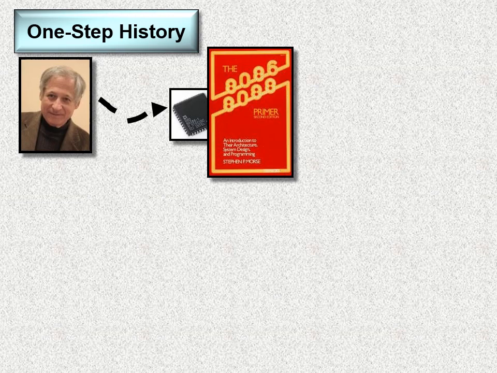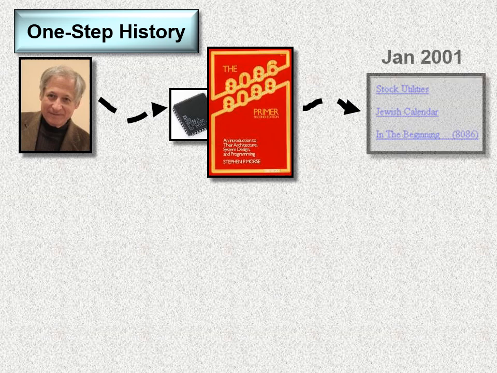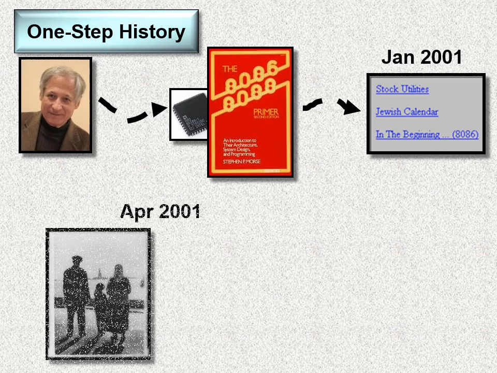If we look at the history of the One Step site, here is Steve Morse, the chief architect of the 8086 computer chip, and he wrote the book on it. And in January of 2001, he had a website. It had three things on it. And then what changed was in April of 2001, the Ellis Island passenger database became public. It was a big event, but it was really difficult to access because it would ask you a question, you would fill it in, then it would ask you another question, you would fill it in, and then it would say, I'm sorry, we have so much traffic, we're going to have to kick you out. And it was just ridiculous.